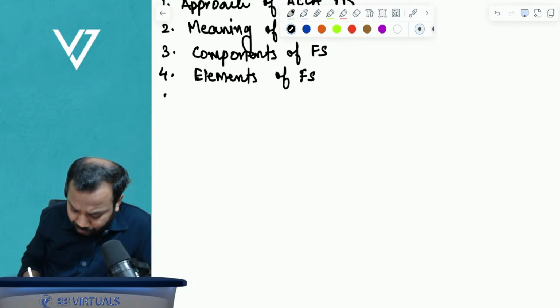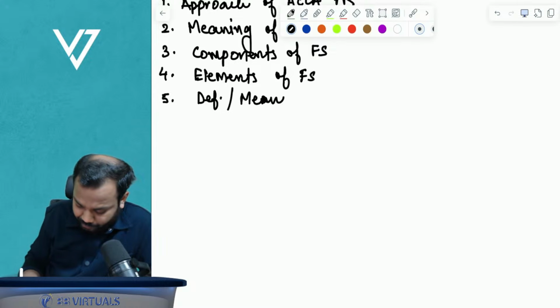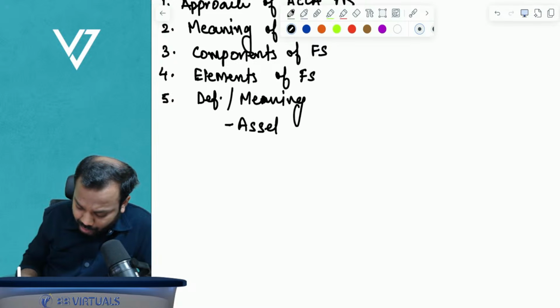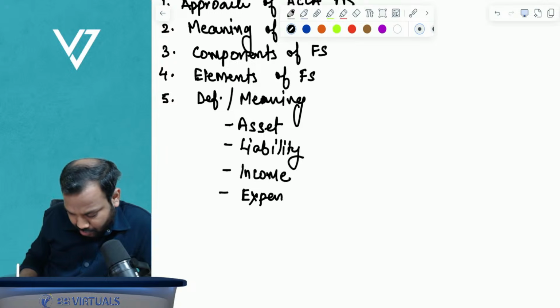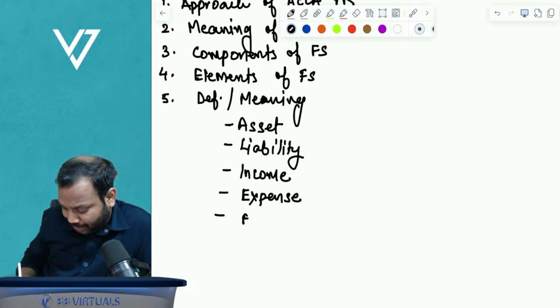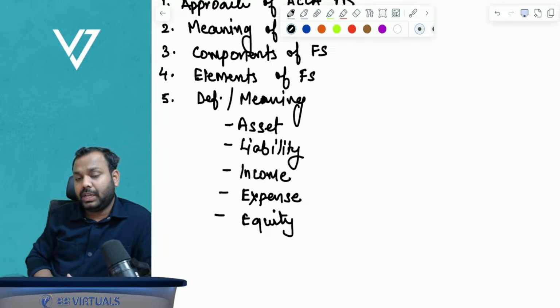Okay. Then further, we'll study the definition and the meaning of what exactly is an asset, what exactly is a liability, what exactly is income, what exactly is expense, what exactly is equity. We will understand the meaning of each of these.